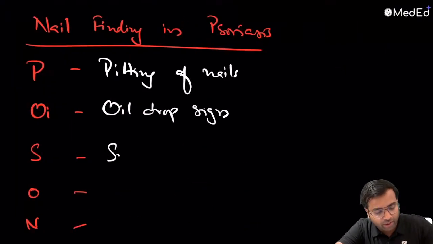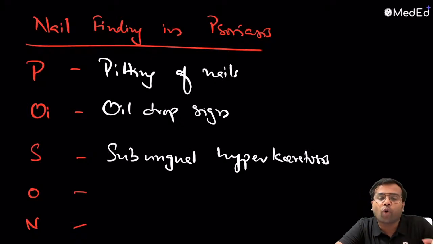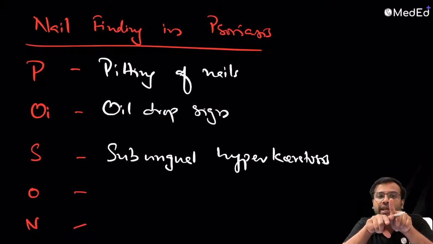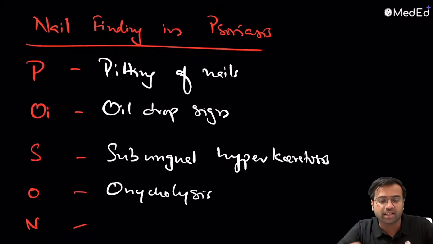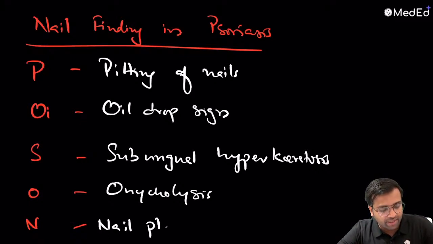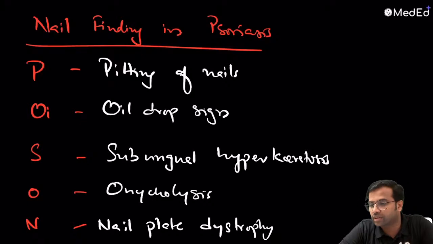Subungual hyperkeratosis. And what is O? O means there is a detachment of the nail, especially from the lateral part. It means onycholysis. And the last one, that is N. N stands for nail plate dystrophy. The entire morphology of the nail is lost and we call it nail plate dystrophy. So please try to remember the nail findings in psoriasis. It is easy to remember if you remember this mnemonic, that is poison. So clear?